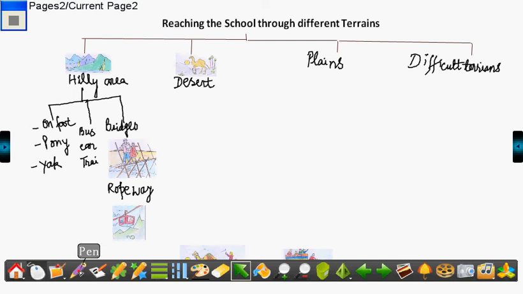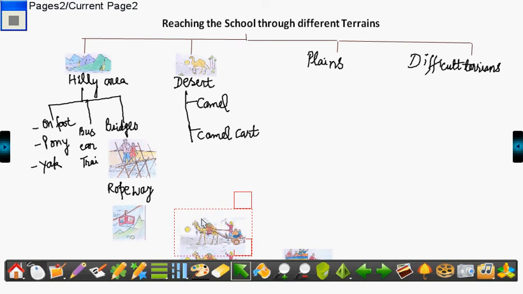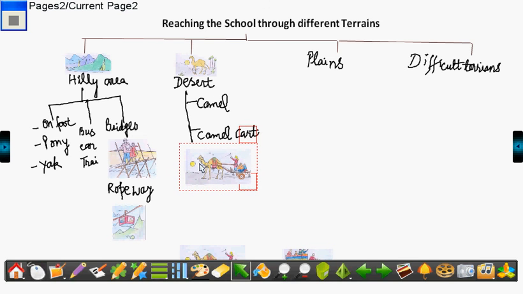Now coming to the desert area. In the desert, basically there are two modes of transport. One is camel. You must have seen a camel. Here is a camel in the desert area amongst the sand dunes. Another is the camel used in a cart, giving us the camel cart, a very frequent mode of transport which is used to shift luggage as well as to travel in the desert from one place to another.